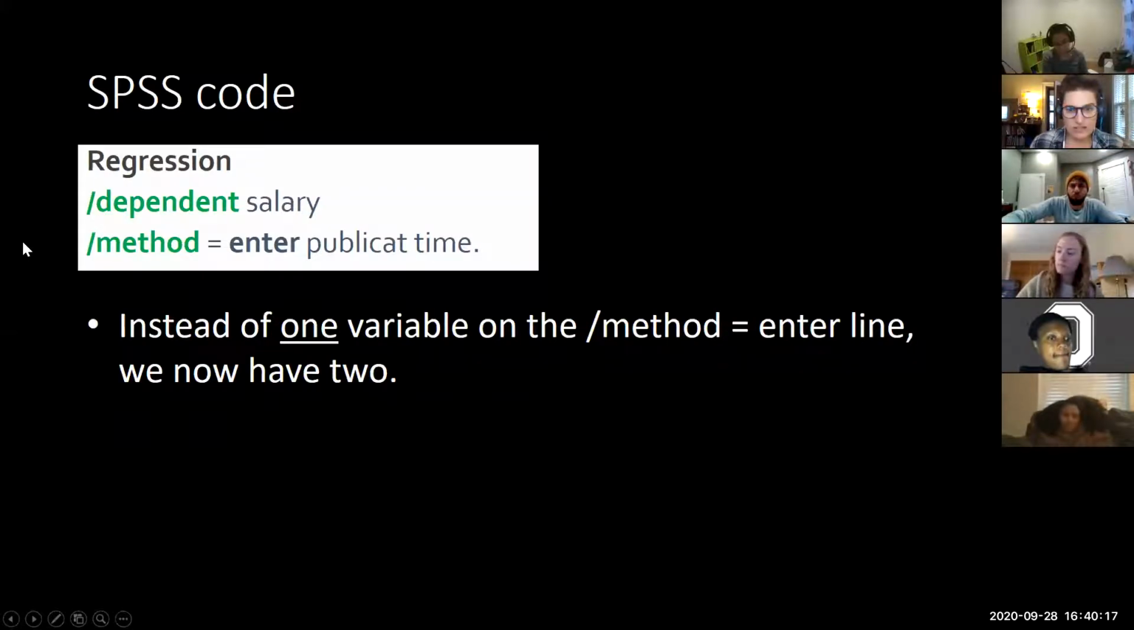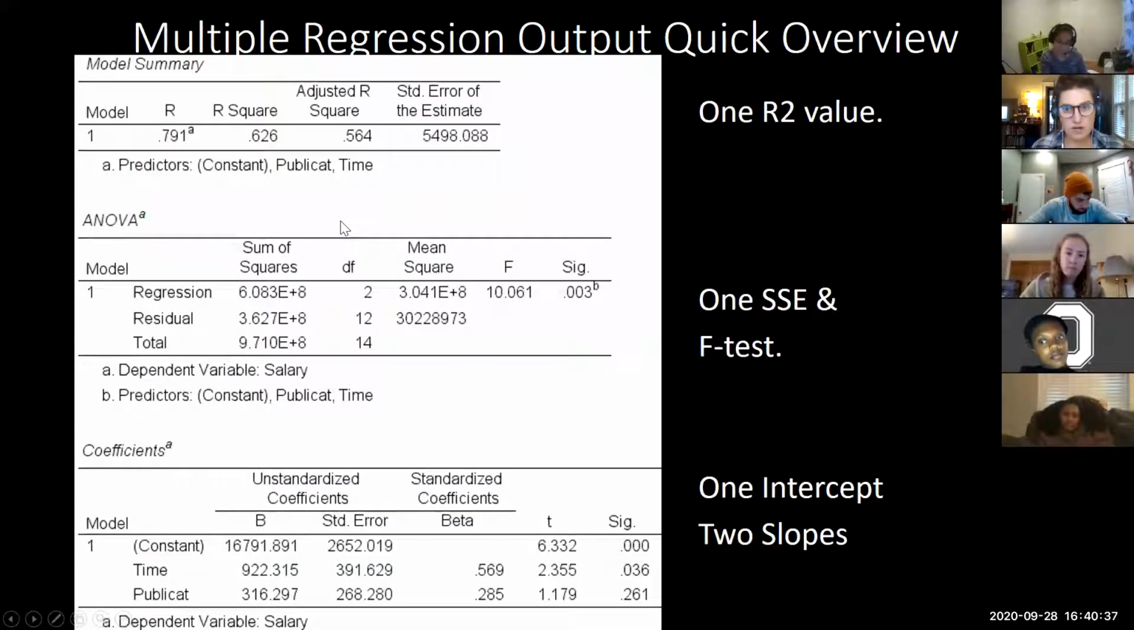For just generally SPSS code, again, this is not what we study in this particular class, but I have it here for you for later. The way that you do this using SPSS is to just add a second predictor on the same line where you would have had just one predictor before. It's really simple. And here is what our multiple regression output looks like.